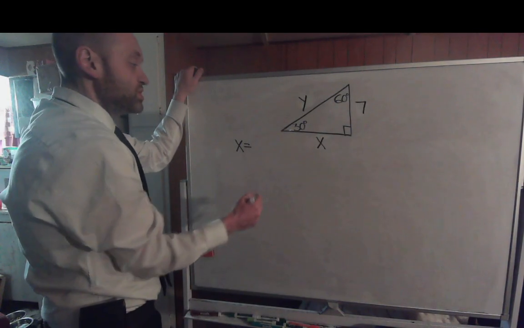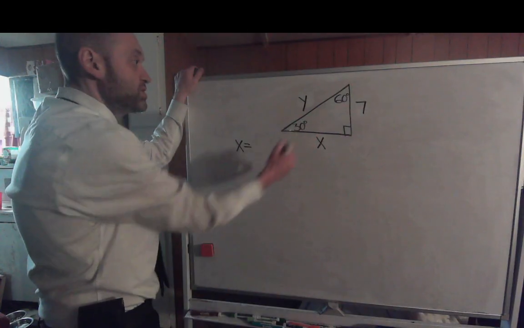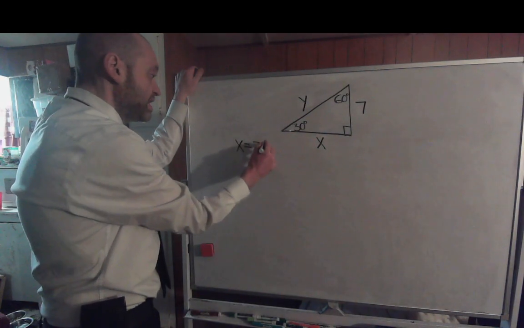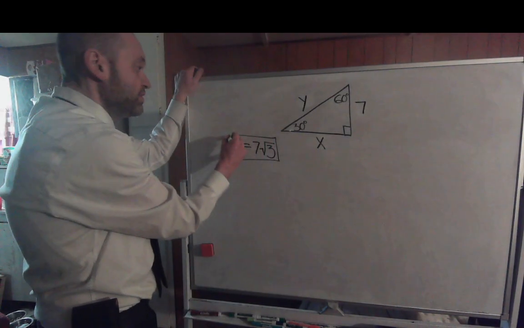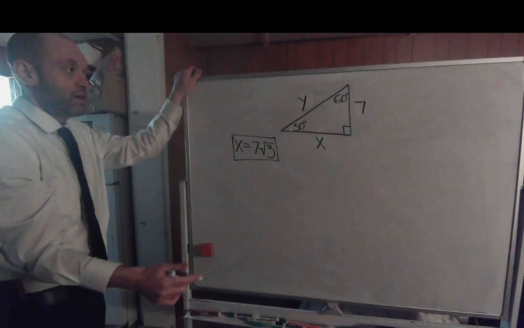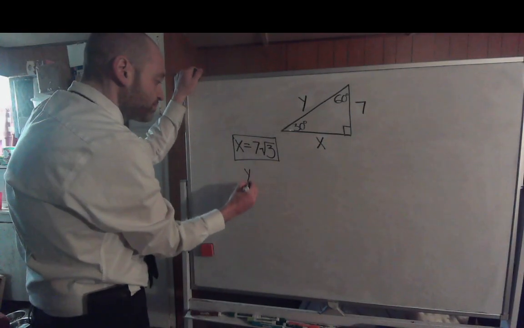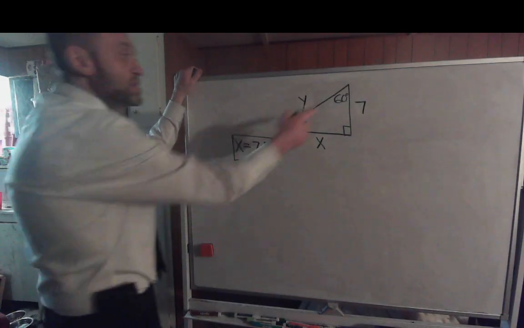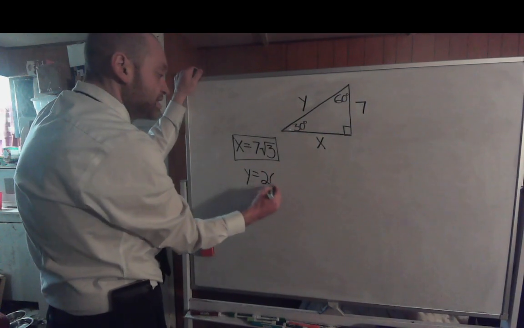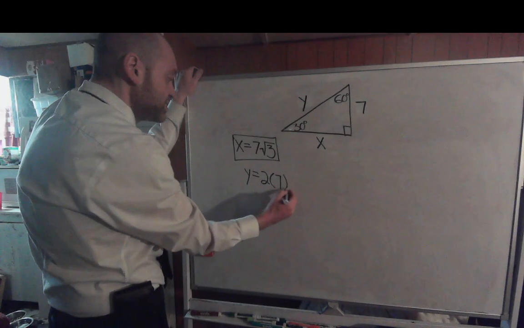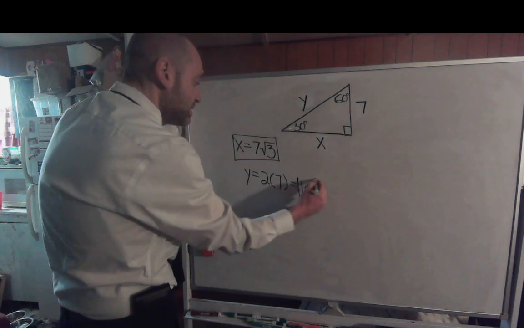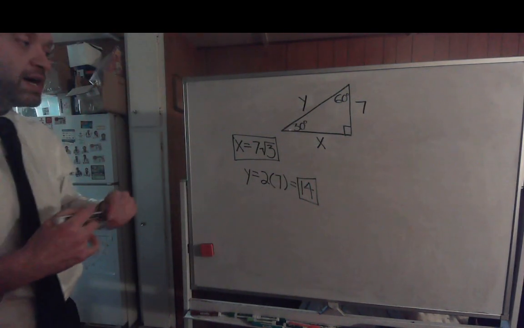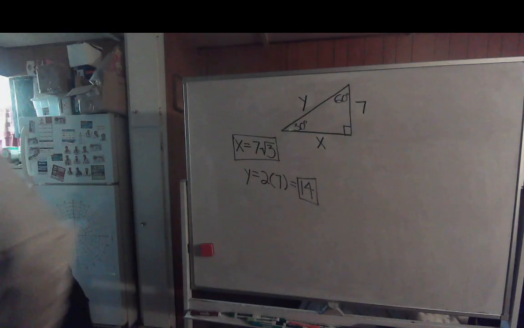That always equals the square root of 3 times the shorter leg, so that would be 7 times the square root of 3. So we found the length of x across from the 60-degree angle. Now y, the hypotenuse, is always twice as long as the shortest leg, so 2 times 7 means your hypotenuse would have a length of 14. So that gives you a hypotenuse of length 14.